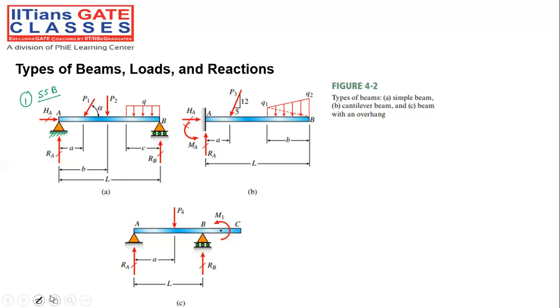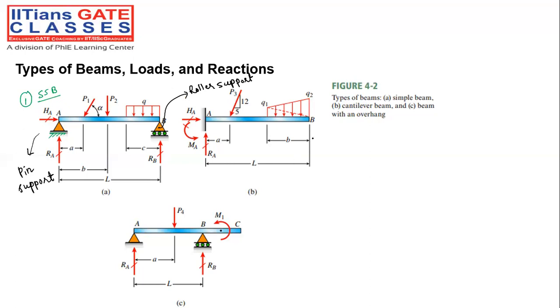In this support, what you are observing, one is a pin support. I'm calling this a pin support, and I'm calling this other part a roller support. There is a slight difference between the roller support and the pin support. A pin support will not allow any horizontal as well as vertical movement, but a roller support will allow translation in the horizontal direction, but it won't allow translation in the vertical direction. That's why it is offering the reaction in the vertical direction.